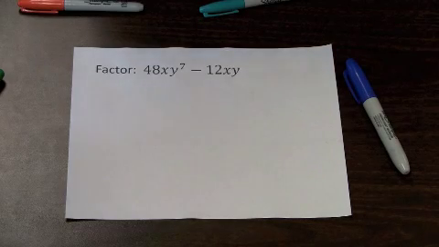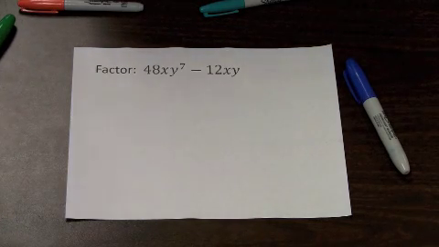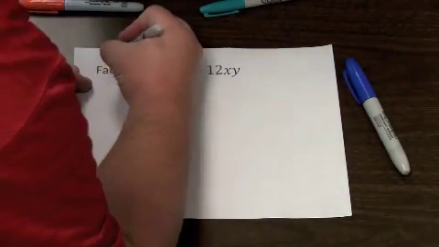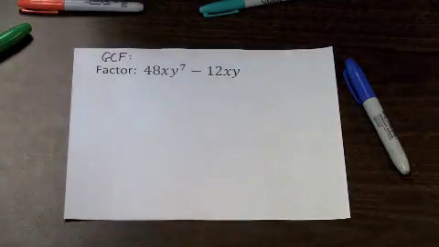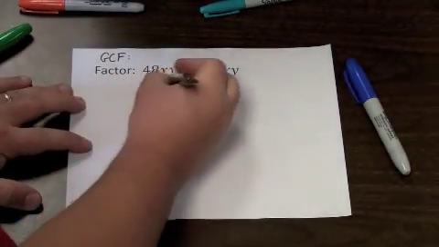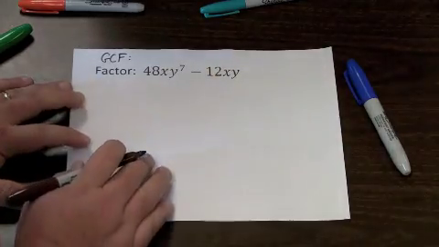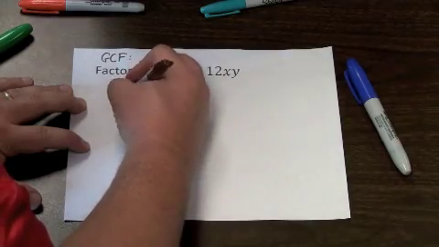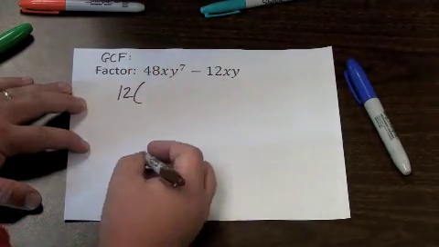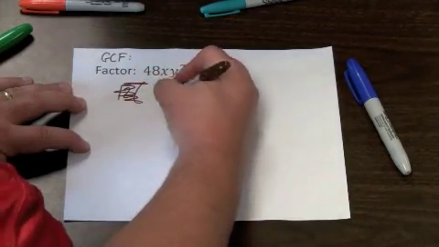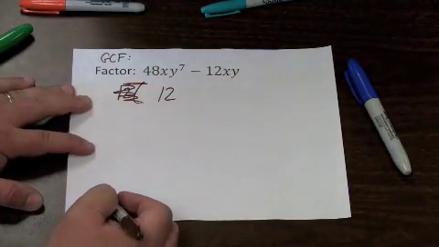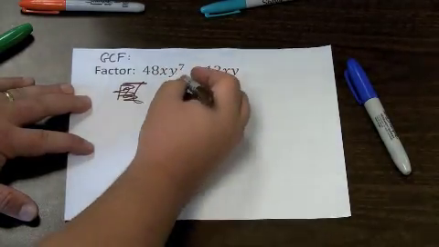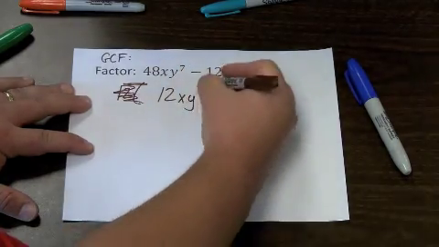Alright, the problem is 48xy to the 7th minus 12xy. I gave you a hint and told you that we need to factor out a GCF. Look at each term, 48 and 12. Looking at 48 and 12, I see that I can take out a 12. Rewrite this 12 from each coefficient. I can also take out an x and also a single y.